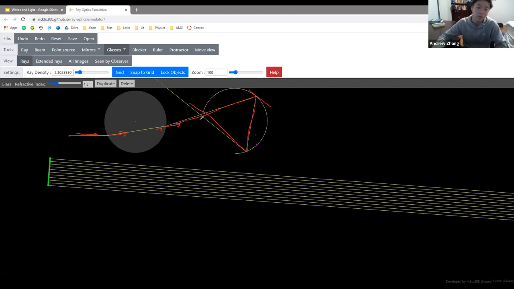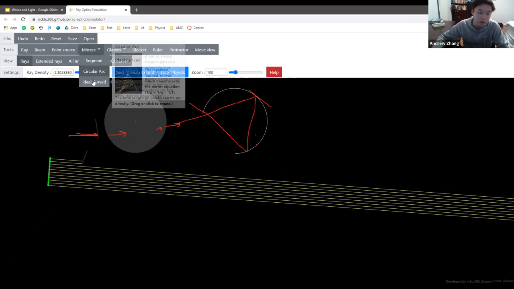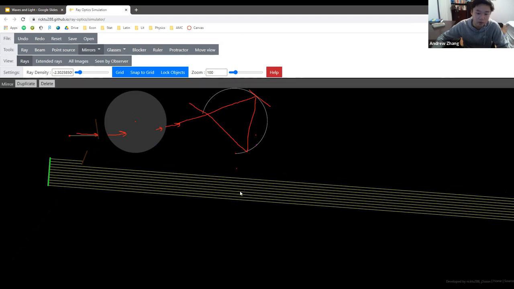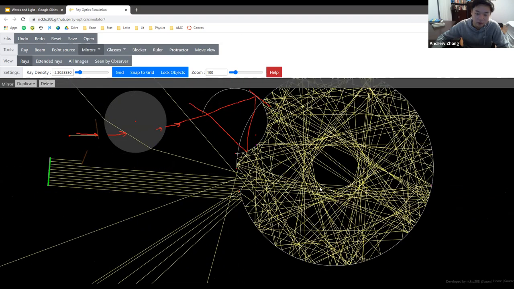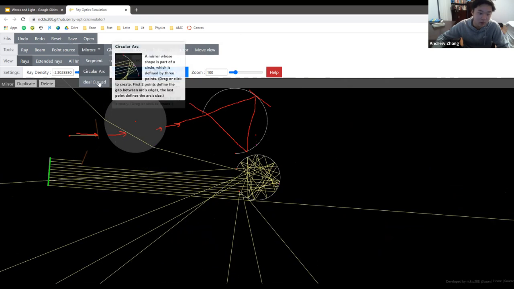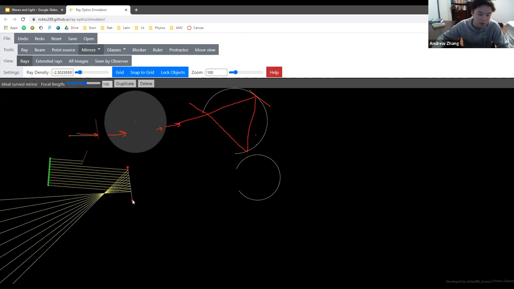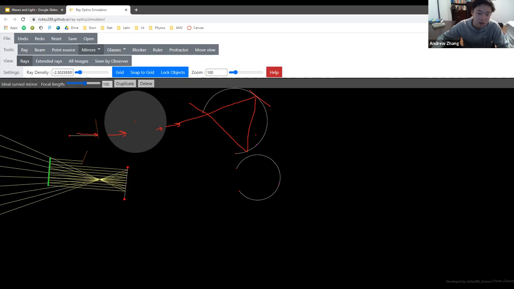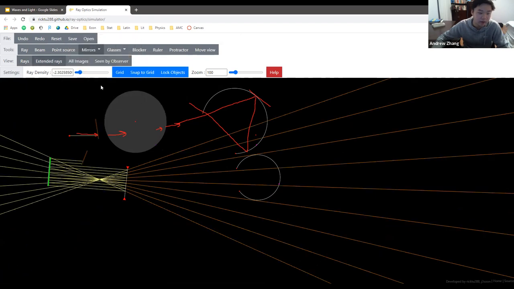So light will behave using all these rules, and you can just play around with different things here. You can play around with a blocker, see how that works, and some things can get a bit crazy when you start doing stuff like this. There's also normal lenses, with the idea that we talked about, an ideal lens, and a bunch of other stuff. You can see how rays would look if you extended them.